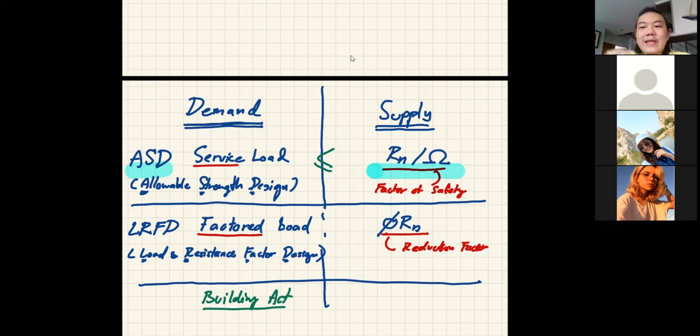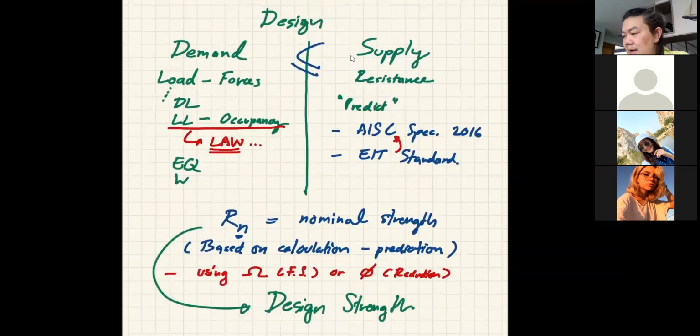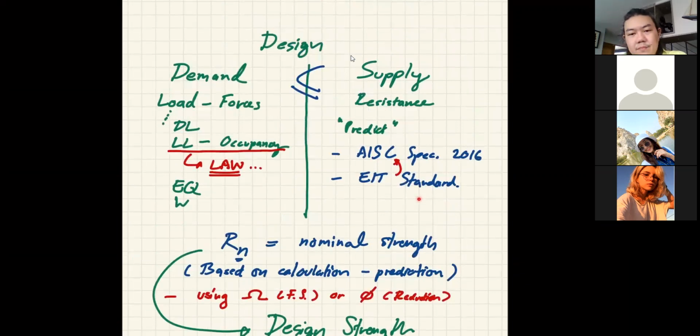So it's only one step further from what you have had in the mechanics of materials class, in that this time you are going to learn the right side, calculated based on the suggestions by the spec or the standard. The left side, the first part, begins with the law. You take the load from the law, you figure out the design load, then you perform your analysis to get the forces on your members.